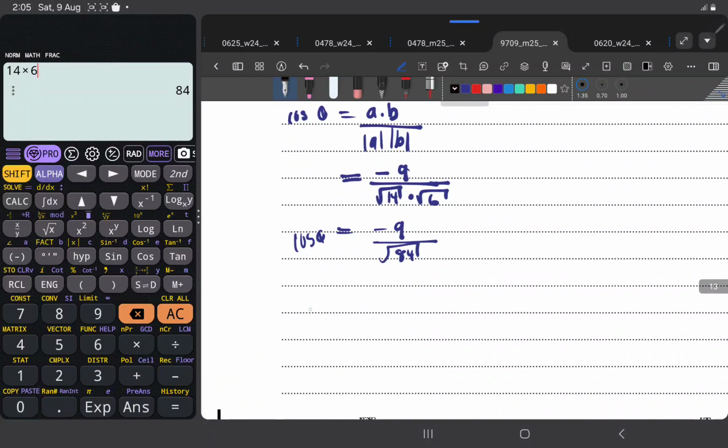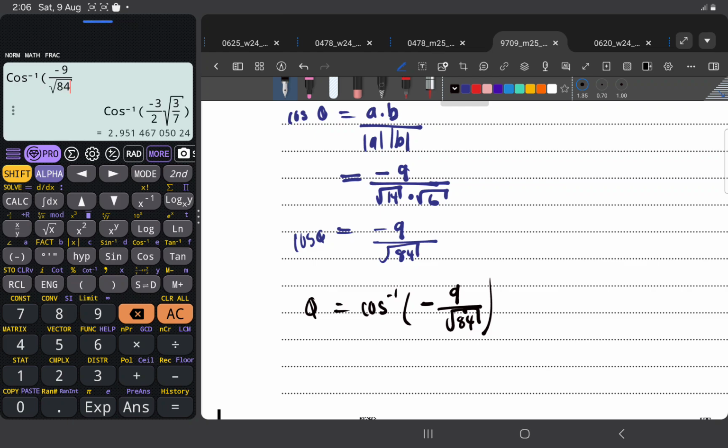which means I'm going to say that theta is equal to cos inverse of, I don't even need to simplify, negative 9 over root 84. So I'm going to say now, second function cos, and inside here I start my fraction, negative 9 over square root of 84. And what am I going to get for this one? I'm going to get theta being equal to 2.95 rad.